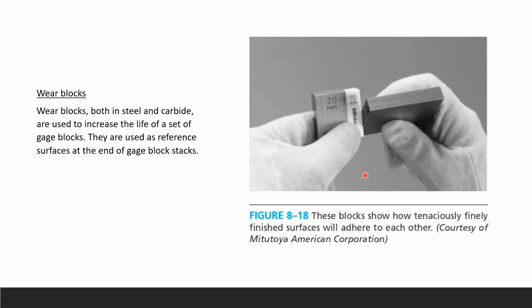Wear blocks, the little thin blocks that we use. Wear blocks are made in steel or carbide, another element from your periodic table, and they're used to increase the life of a set of gauge blocks. They're used as reference surfaces again at the end of each block stack.